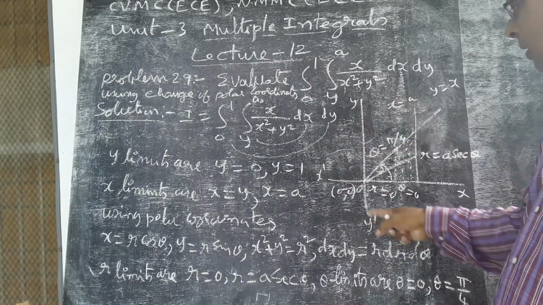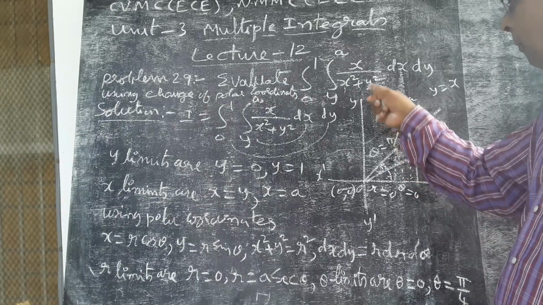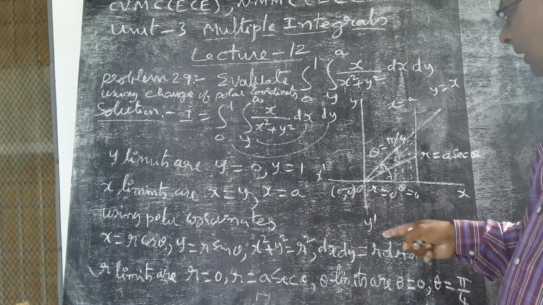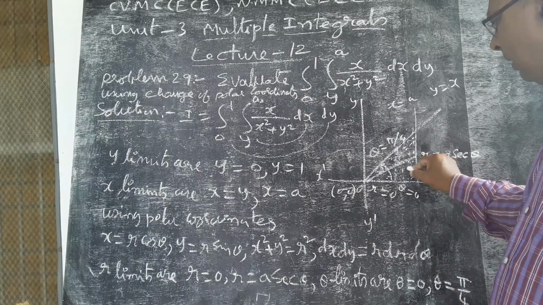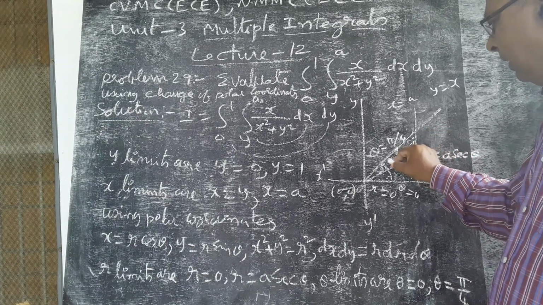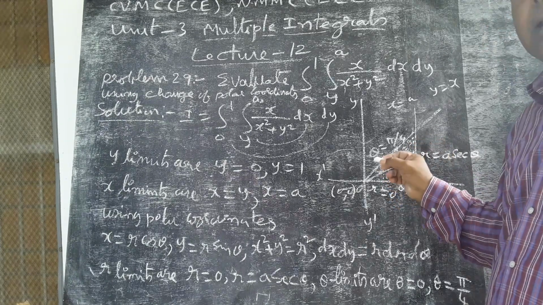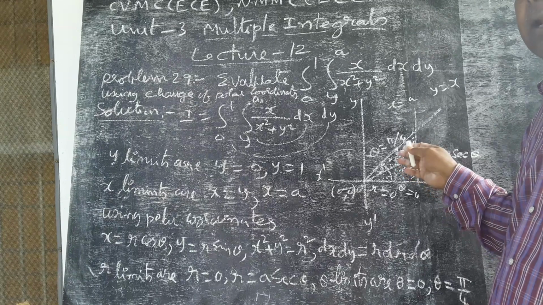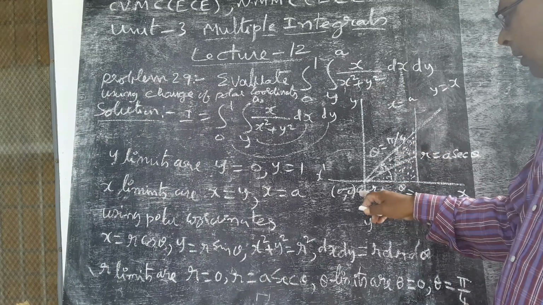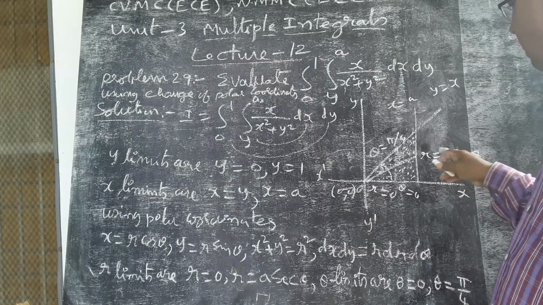Look here, this is the y is equal to x straight line. This is x is equal to a, a line parallel to the y axis. This is our required region. We have to calculate r limits and theta limits for this region. So here r is equal to 0. Here r is equal to a secant theta.